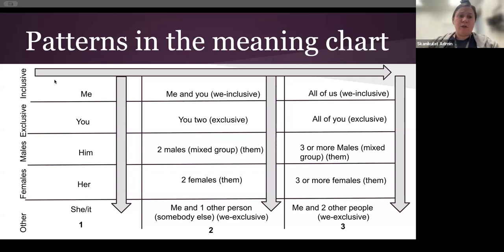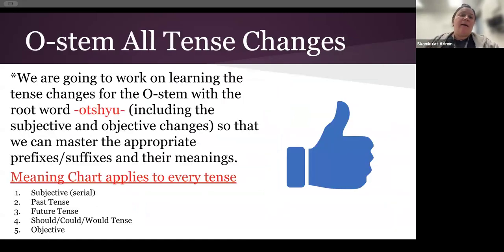If we look at the first row, we know that me, I'm included in every single one of these subject groups. So it's inclusive: me and you, all of us. The second one is exclusive. I am not included in any of those. It's exclusive: you two, or all of you. The third one is males, very simple. Fourth one is females, and then the last one doesn't really have a pattern outside of the second and third column, which are related. But other than that, it doesn't have a pattern, so we just call it other.